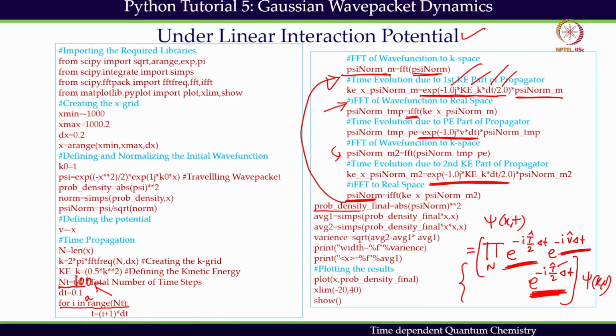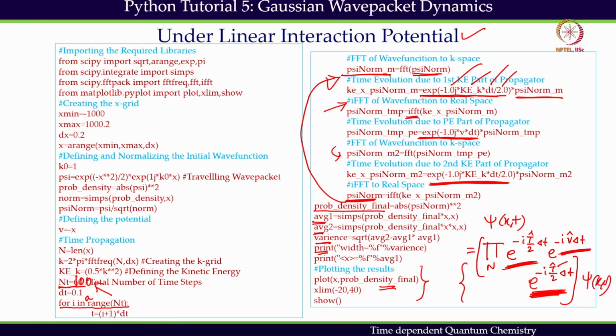Finally, I get the probability density, then we'll calculate the average values and the variance, which is the full width, the half width at almost 60% of the maximum, and then we are going to print it. And we can also plot the final probability to check how the final probability looks.